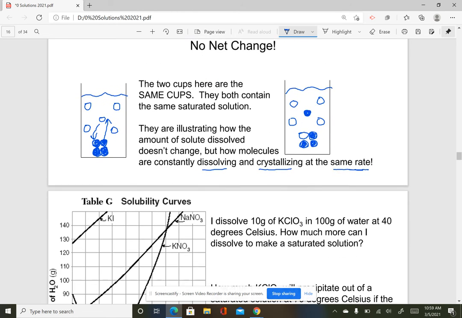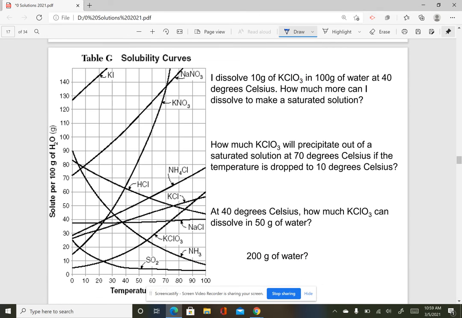Okay, so what other questions are you going to be asked as far as table G goes? It'll get a little bit harder than just what kind of solution is it? Saturated, unsaturated, supersaturated. So let's take a look at example number 1. I dissolve 10 grams of KClO3 in 100 grams of water at 40 degrees Celsius. So let's plot my point first. I'm at 40 degrees Celsius and I dissolve 10 grams. So where is that point compared to my KClO3 line? It's under it, right? So right now I have an unsaturated solution.